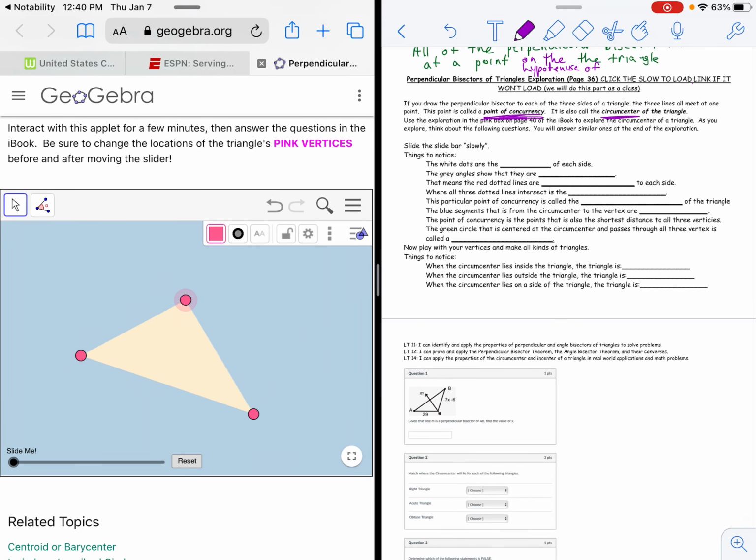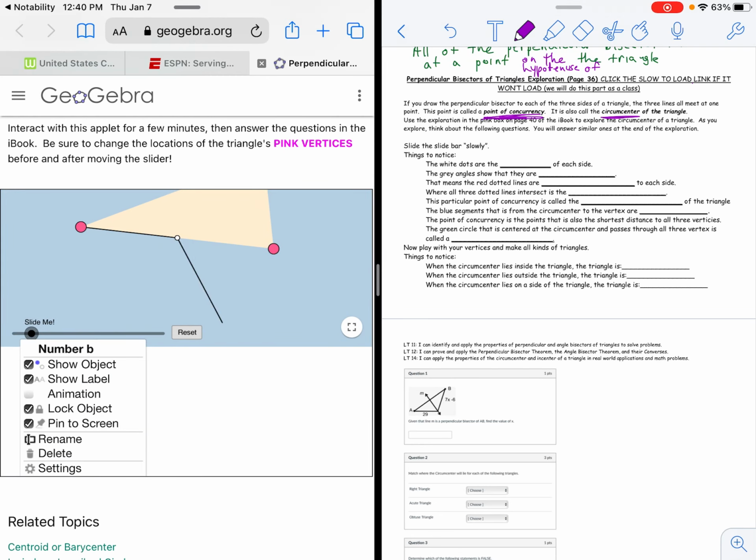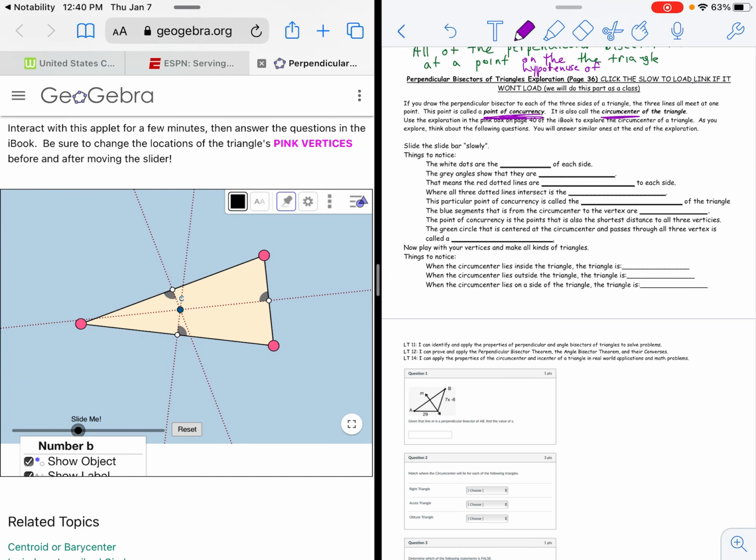So this is true for any triangle. Just to show you it's not the specific one that is already created, I'm making a random triangle. That's a pretty cool looking triangle right there. I'm going to slowly slide this slider bar. Let me go right there. That's perfect. All right, so let me pause there.